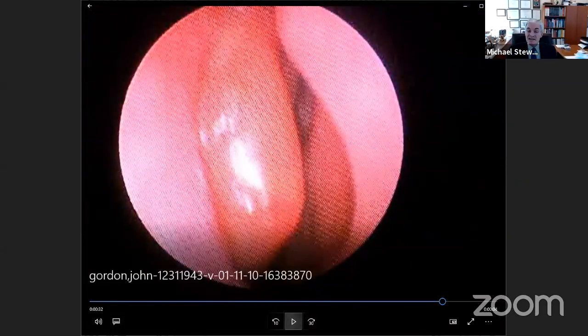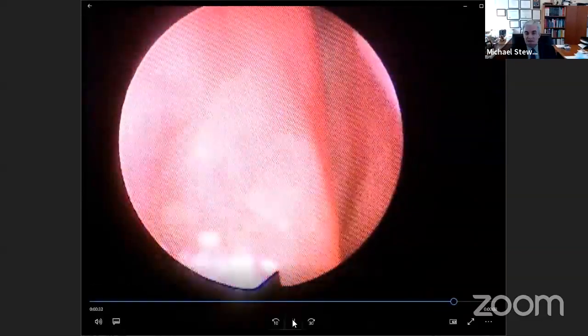Now, this was not a simple revision surgery, but in fact, this was a surgery that involved, let me switch back to my share screen here.